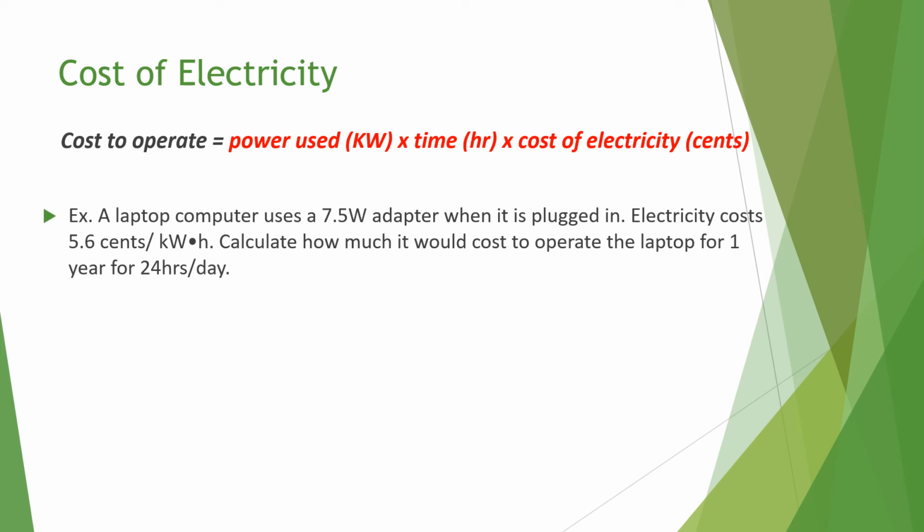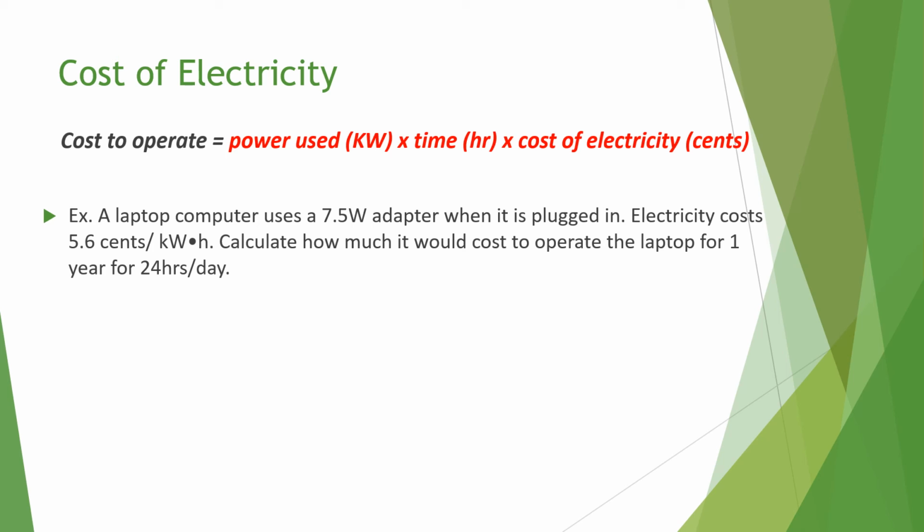So let's look at this example here. It says a laptop computer uses a 7.5 watt adapter when it is plugged in. Electricity costs 5.6 cents per kilowatt hour. Calculate how much it would cost to operate the laptop for 1 year for 24 hours a day. So these ones can be a little bit more difficult. There's a lot of information, but we're just going to pick out all of the information we have, and we're going to sub it into the equation.